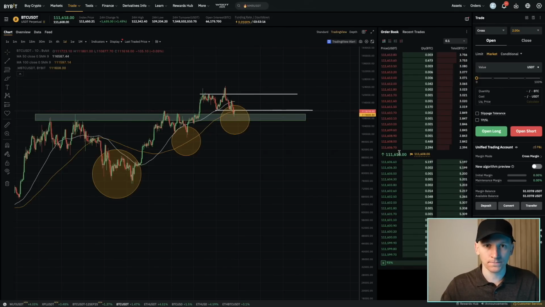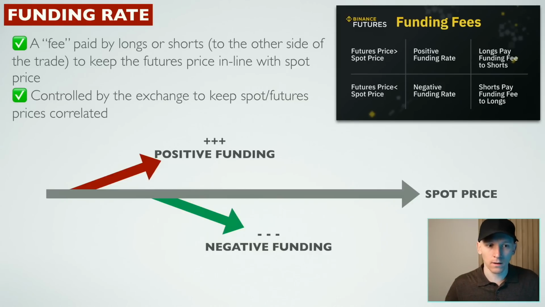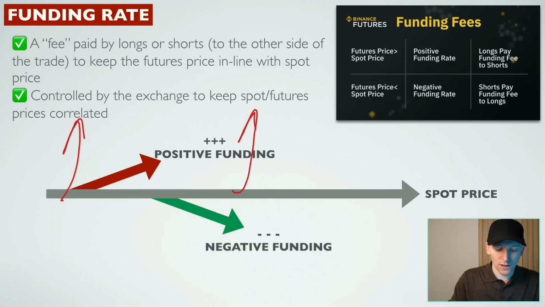So how do we do that? Because it's a completely different market. That's what the funding rate is for. It's a fee to make sure that buyers and sellers keep in line. If there's too many buyers pushing the futures price up, that's not good.